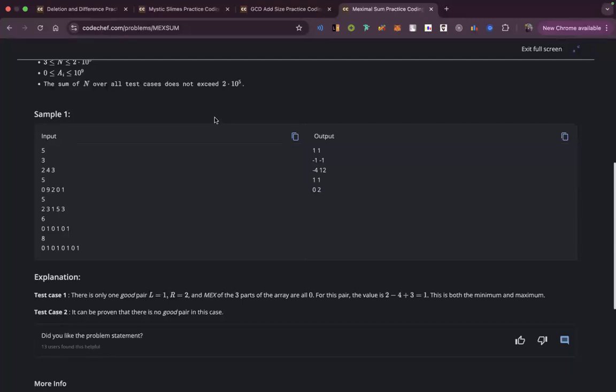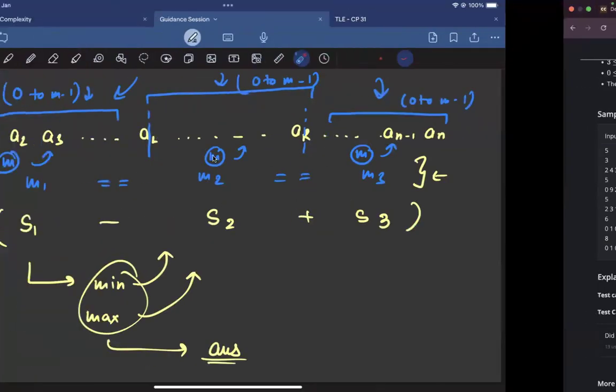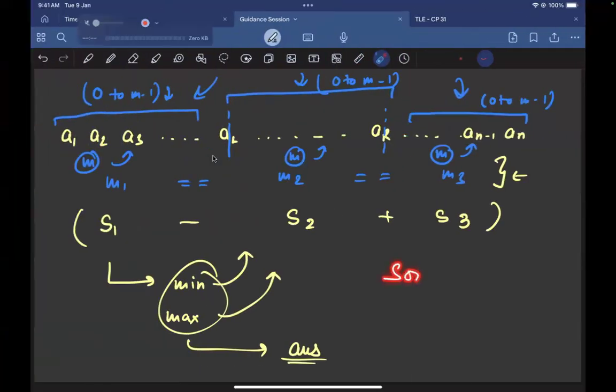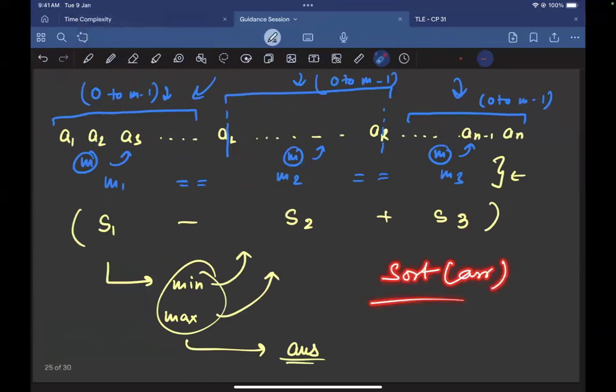How do we derive max algorithmically? See, basically you can sort this array and figure out from a set what is the first non-negative number that is not present. That is your potential M. Clear?